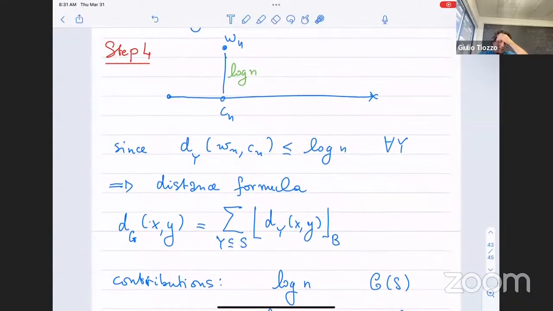So you see that, we proved that the distance between the end step of the walk and this projection is bounded logarithmically in each subsurface, including the main subsurface. And so from here, we can use the distance formula.